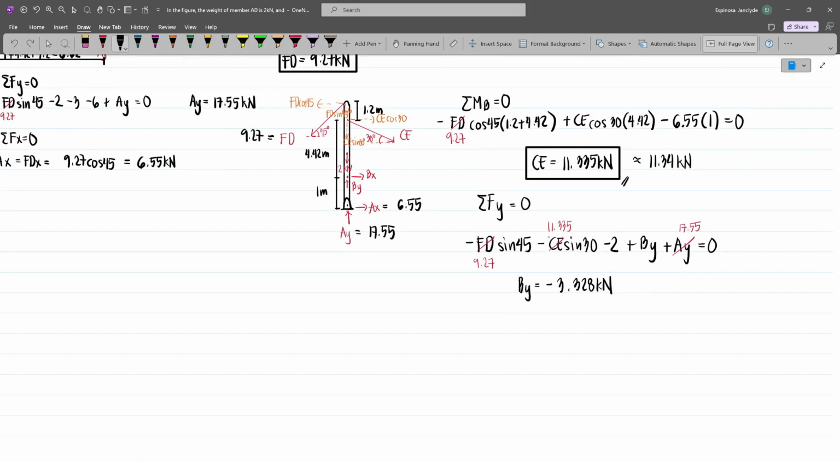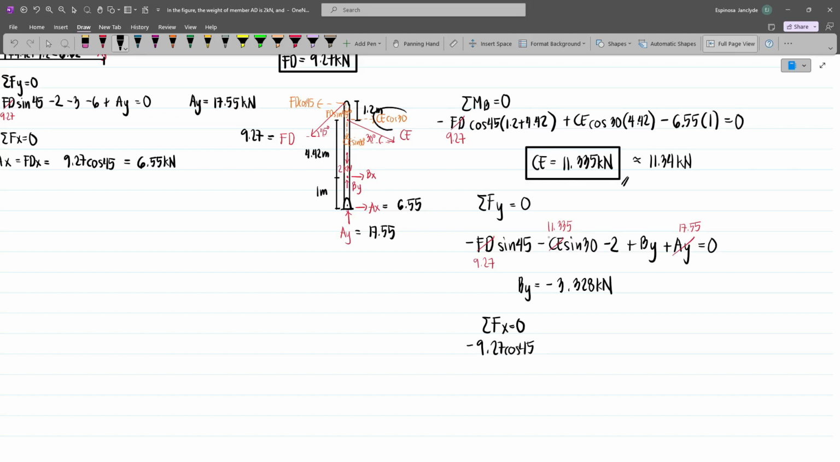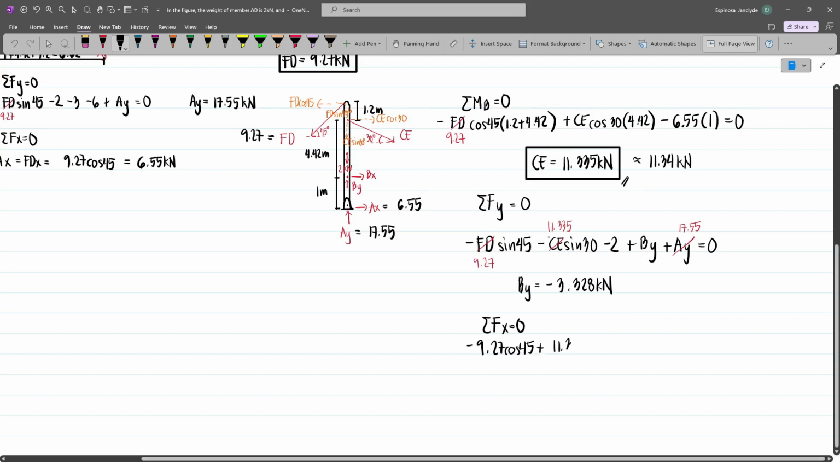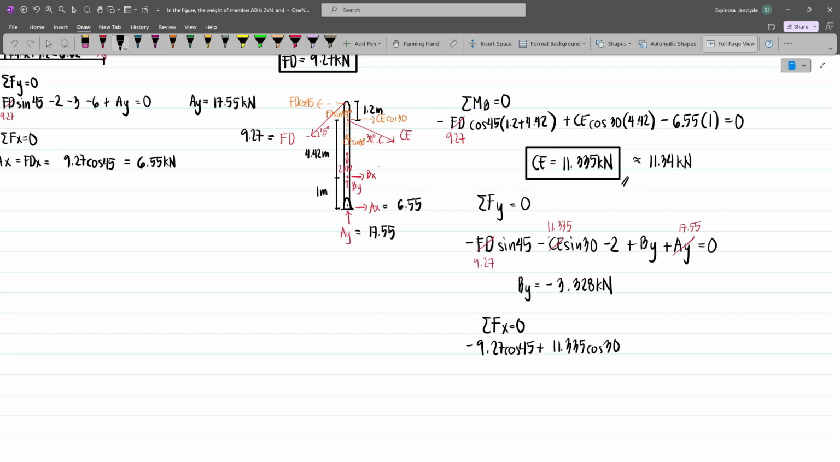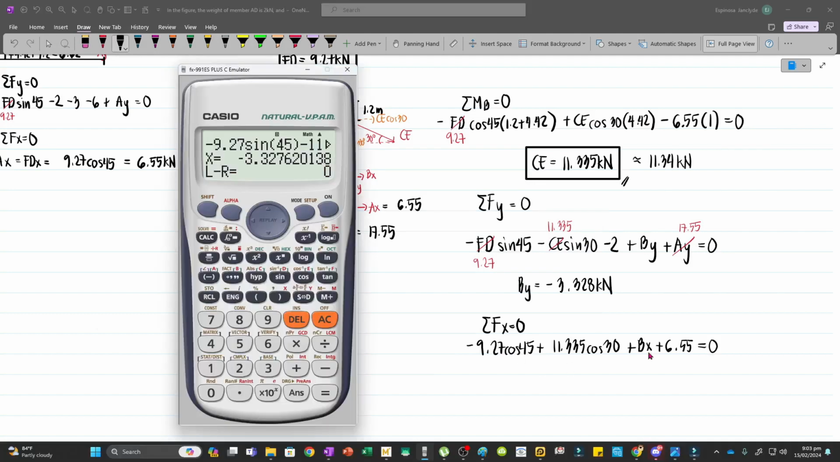Now this is because we still need to sum up forces along x. Summing up forces along x, we have minus FD cos 45, or 9.27 cos 45, and then plus CE cos 30, or 11.335 cos 30, and then plus BX, and then plus AX, or 6.55. So this is equal to 0. Now solving BX, we have 9.27 cos 45 minus 11.335 cos 30, and then minus 6.55. And so yung BX natin, magiging minus 9.81.